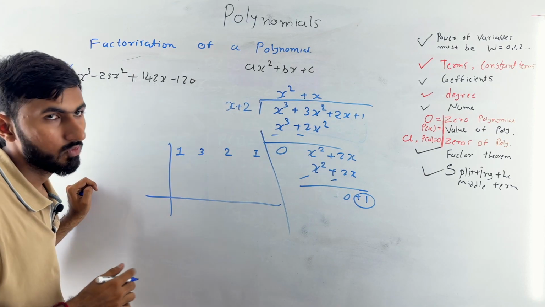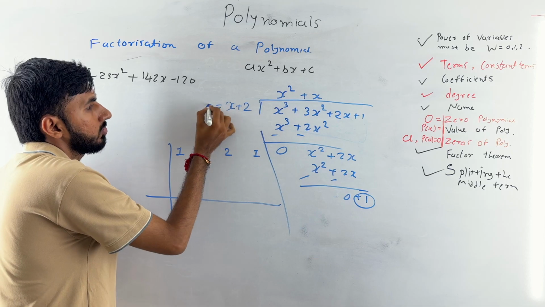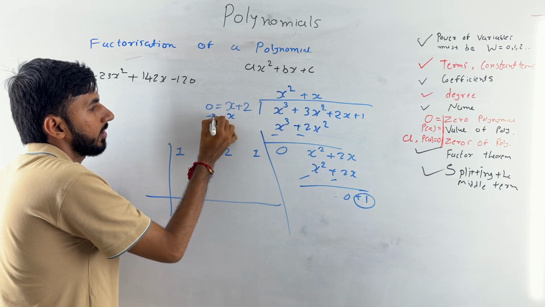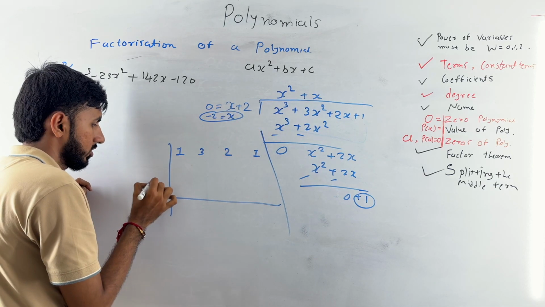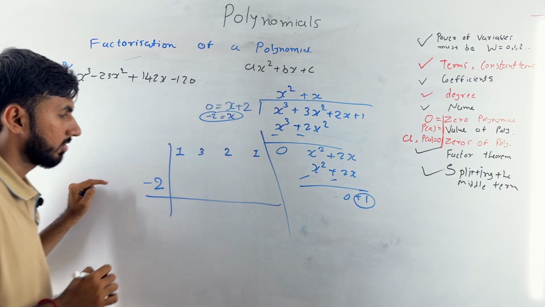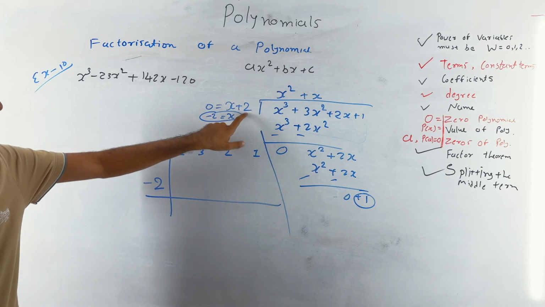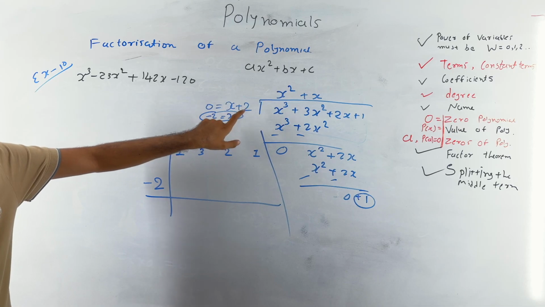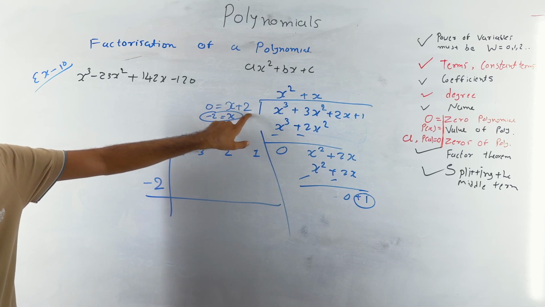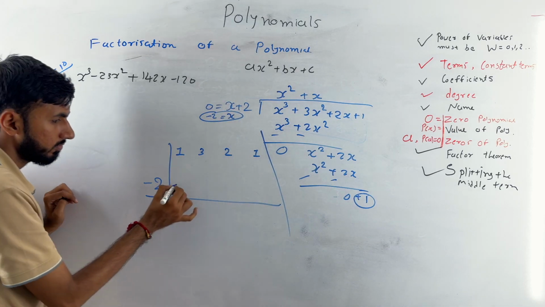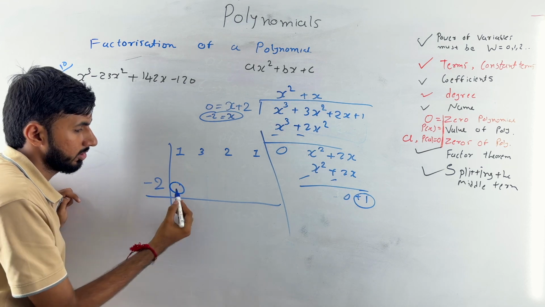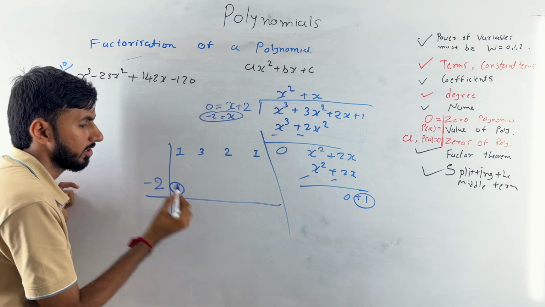Now find the value of x from the divisor x plus 2. How can we find the value of x? Just put it equal to 0. So I get x equal to minus 2, right? So just write minus 2 here. What is minus 2? Minus 2 is the value of x from the divisor, right? Now put a 0 here. This is in the rule, right? So we cannot change it.